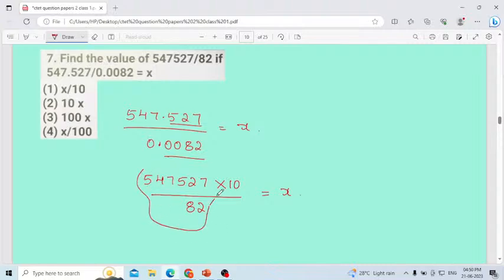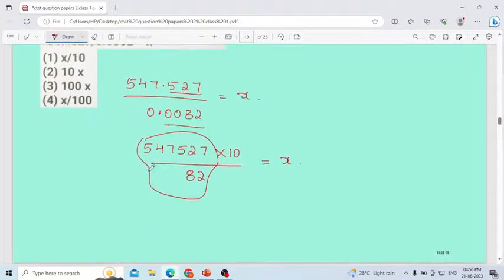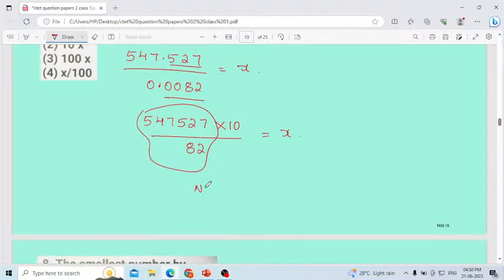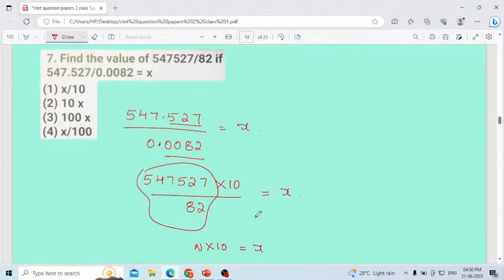Consider this full value as n into 10, it will be x. I want the value of n, it will be x divided by 10. I don't want to simplify, I want this in terms of x. Therefore here you have the option x divided by 10. This value will be equal to x divided by 10. No need to simplify all this.